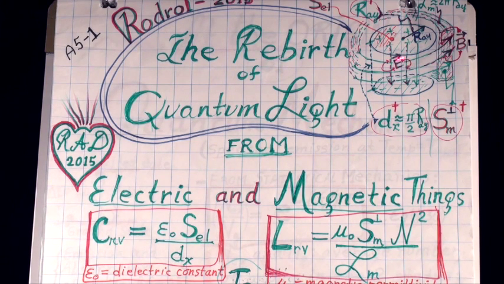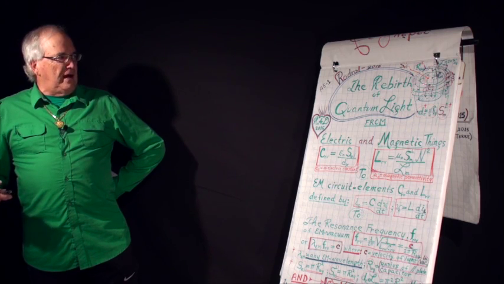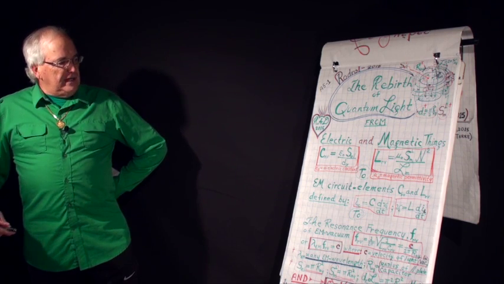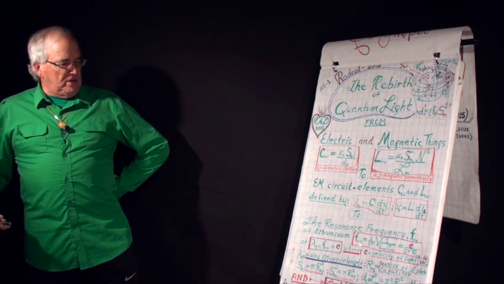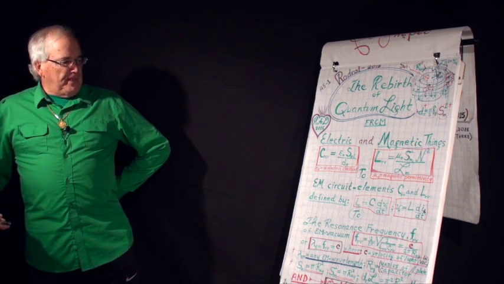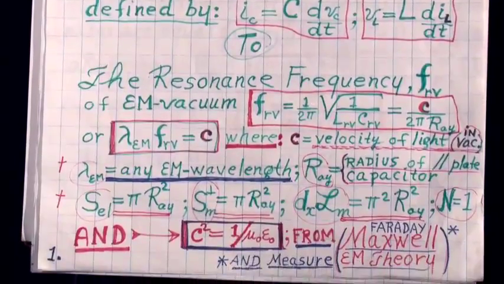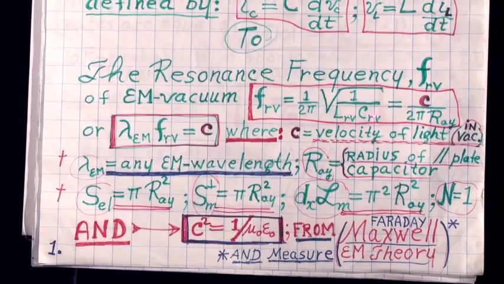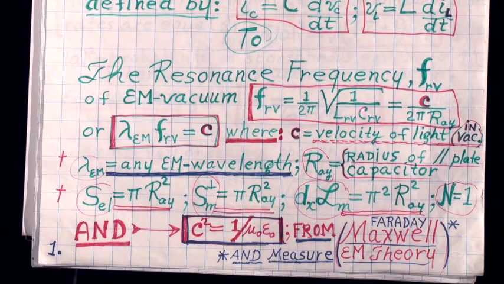So roughly I'm going to mention the resonance of this parallel plate capacitor, as we call it, and the inductance of the vacuum space just around the capacitor. The resonant frequency between the capacitor and the vacuum inductor is given by the square root of the inverse of inductance multiplied by capacitance, divided by 2 pi.